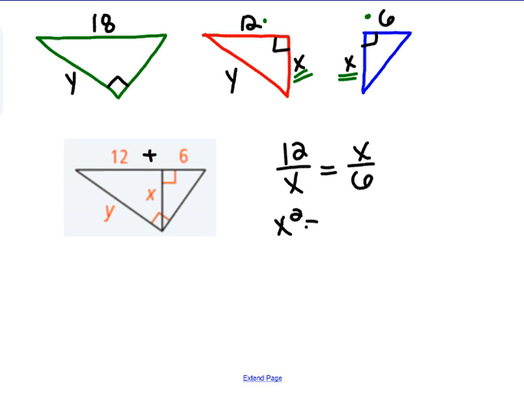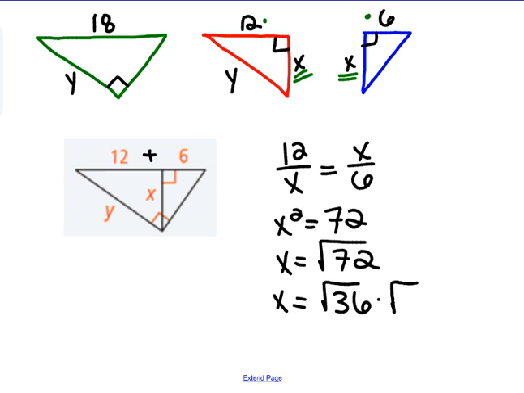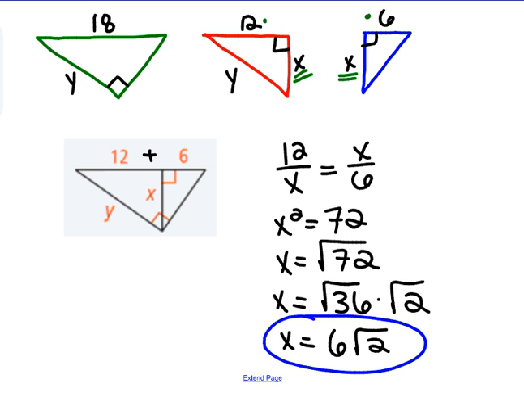That'll give me x squared equals 72. X equals the square root of 72. And then we need to find the largest square that is a multiple of 72, so we can reduce it. Right there. So there's your answer for the variable x. X equals 6 square root of 2.